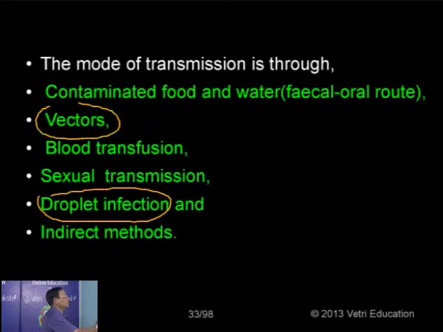Number 3, vectors. So vectors are nothing but disease transmitting agents. For example, the female Anopheles mosquito is a vector for transmitting the malarial parasite. Then we have, for example, the female Culex mosquito, responsible for the transmission of filariasis or elephantiasis. Then we have dengue fever and yellow fever. These are all transmitted by means of the dengue virus, transmitted by what is called the Aedes mosquito.